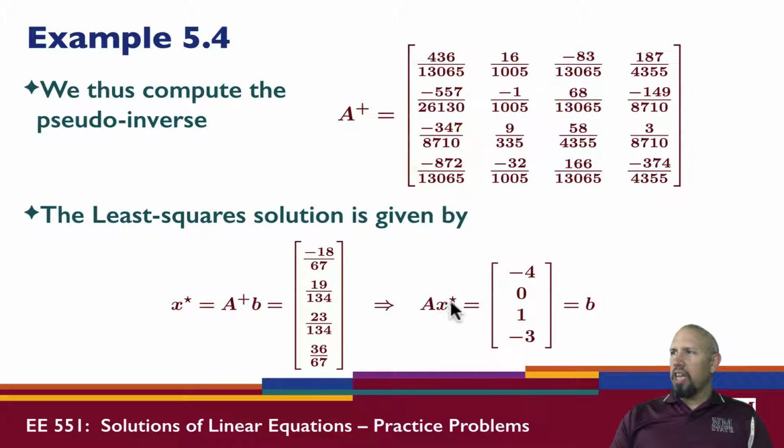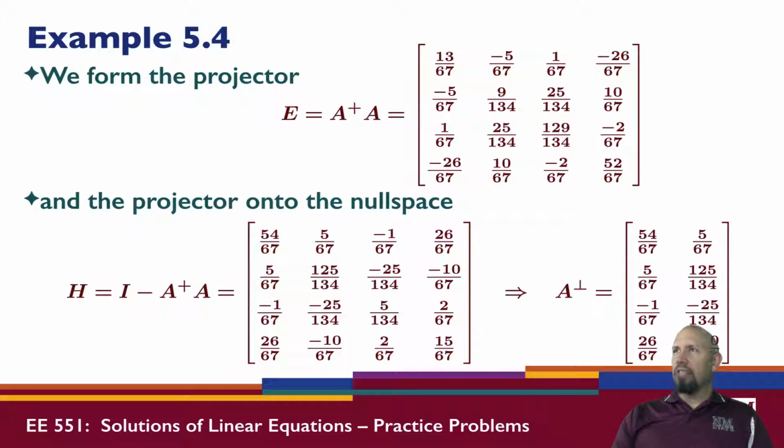So it shows that in this particular problem we have an exact solution. It's kind of rare that way, but anyway, we do. And the pseudo-inverse gives an exact solution. Whenever you have an exact solution, it's possible for there to be an infinite number of solutions. So we form the projector, A pseudo-inverse times A. We then form the projector onto the null space. So H is the projector onto the null space, I minus E, so this is what we get.